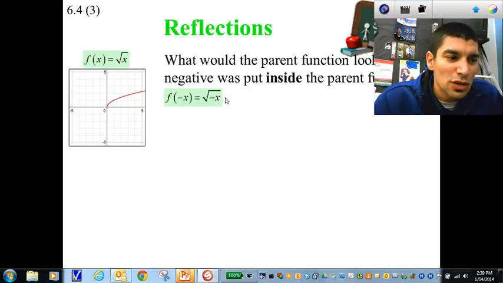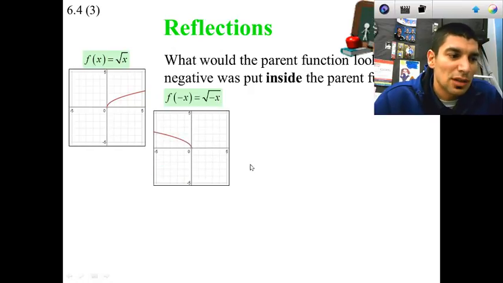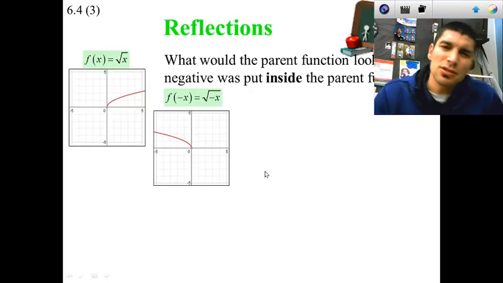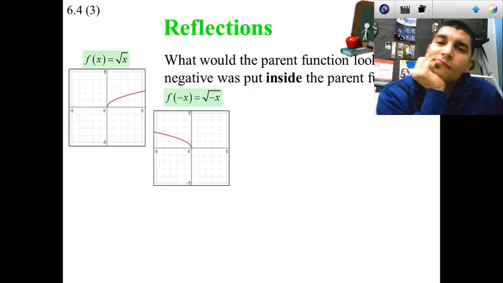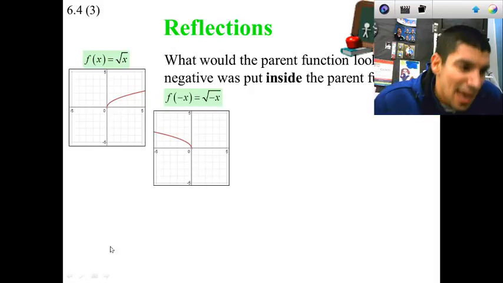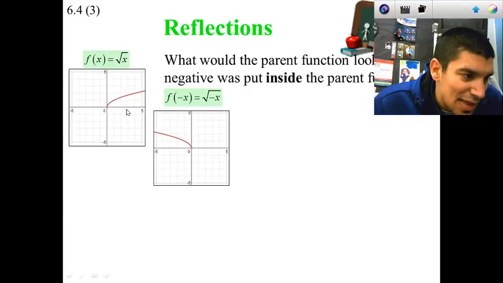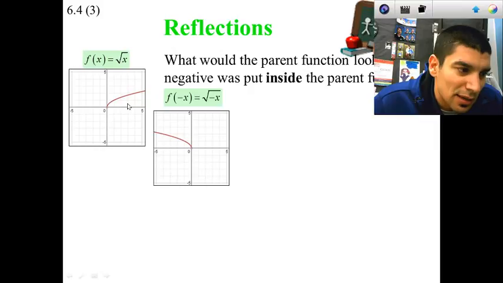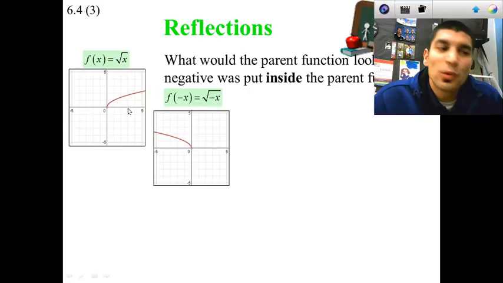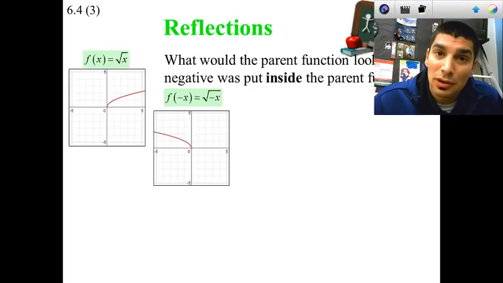So what do you think this graph would look like? Does this graph make sense to you? If I had values that were here, a positive 3, then what I'm doing is I'm making that positive 3 into a negative 3. I am going to reflect that graph about the y-axis. What does that mean?